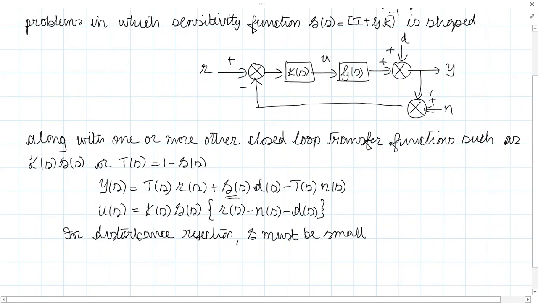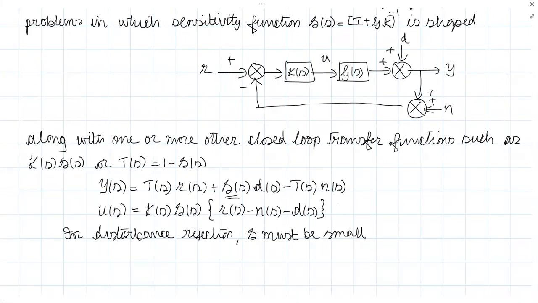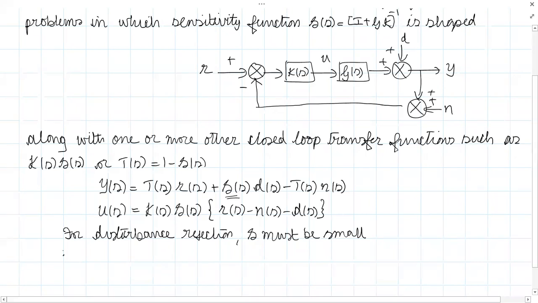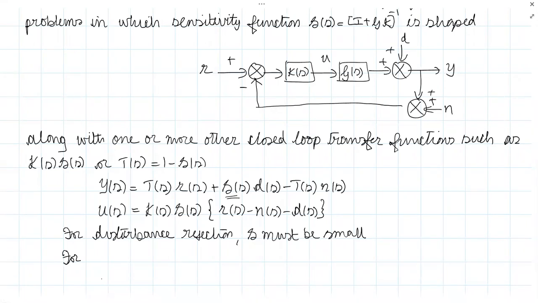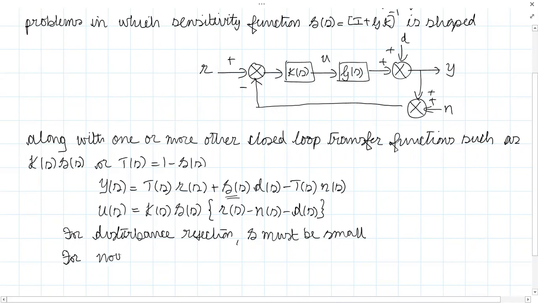For noise attenuation, what's the condition? The effect of noise on the output must be minimum. So T of S must be small. But "must be small" by itself has no meaning. In terms of the singular value, the maximum singular value must be small. That's the meaning. So for noise attenuation, T must be small.